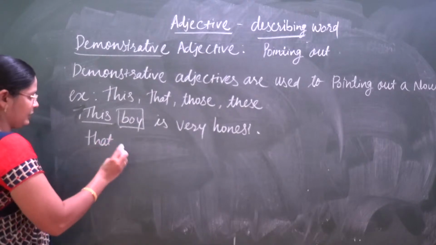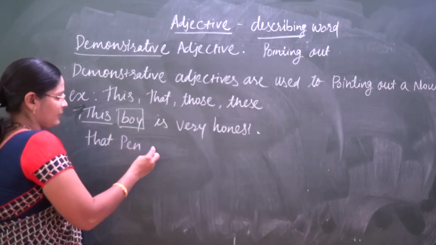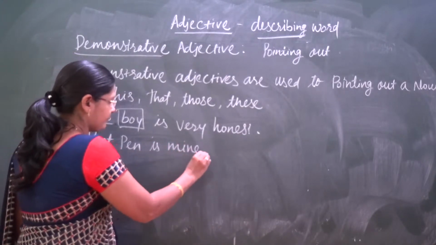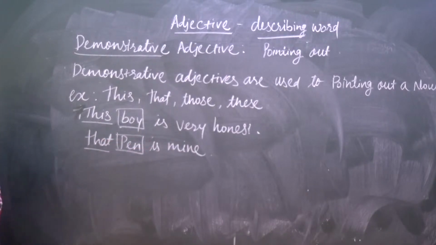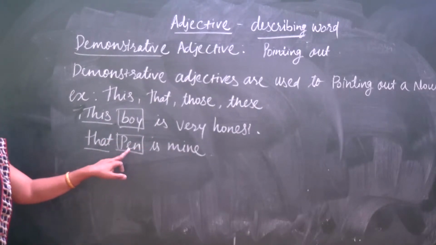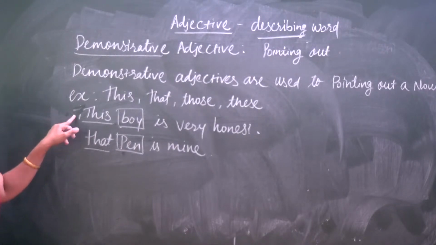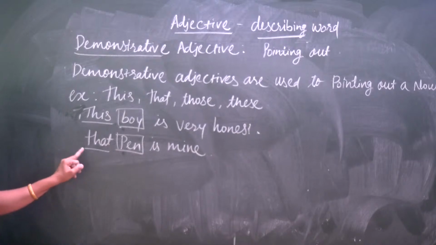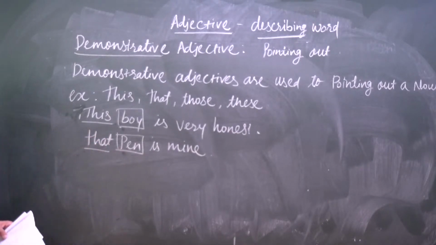That pen is mine. This word that is pointing out the noun pen. Here in the first sentence, the word this is pointing out the noun boy, and in the second sentence, the word that is pointing out the noun pen.